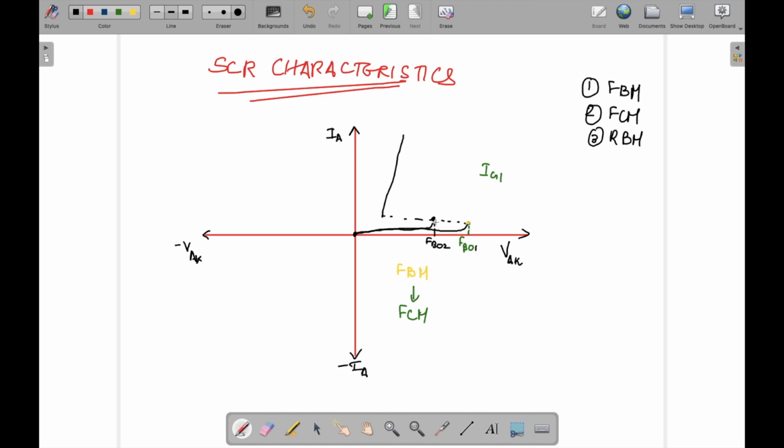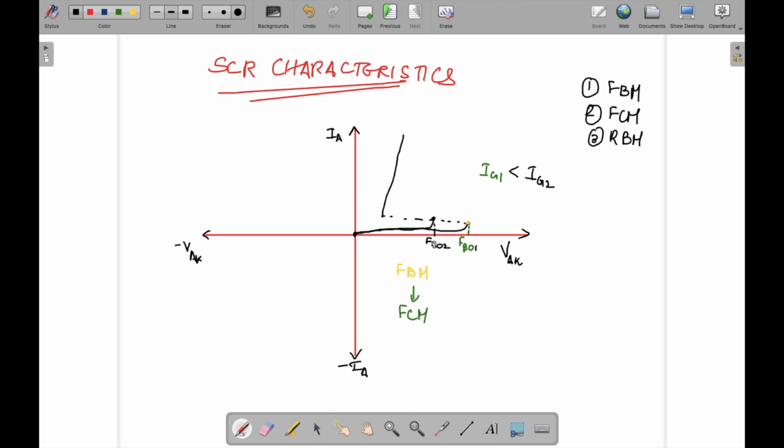Okay, so you can see the change or shift from the forward blocking mode to the forward conduction mode happens faster, just because what did I do? I increased the gate current greater than Ig1, or in the previous case, here it was Ig1. Now I increased the gate current to Ig2, which made the breakover faster.